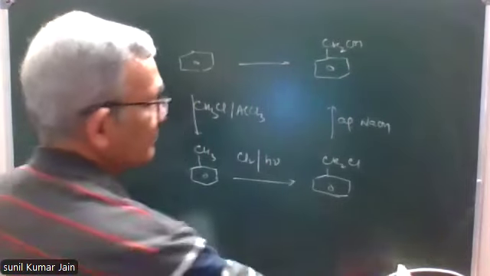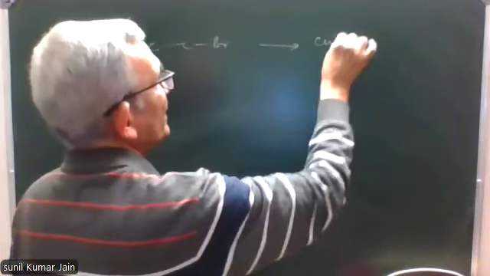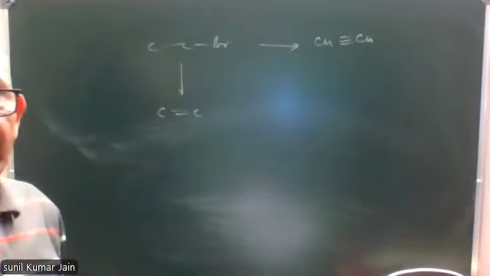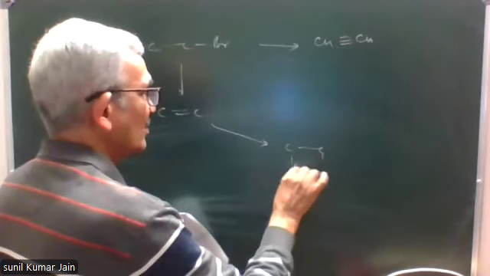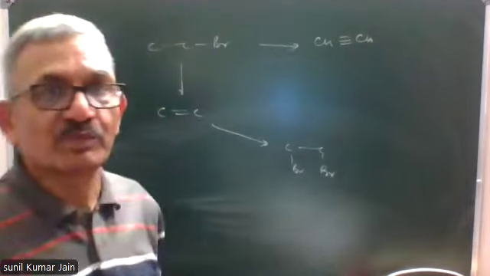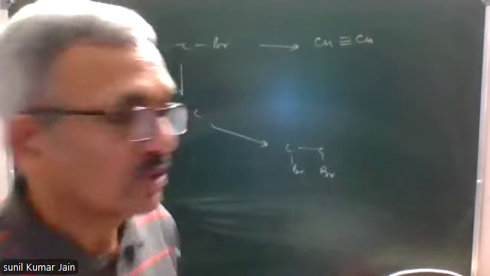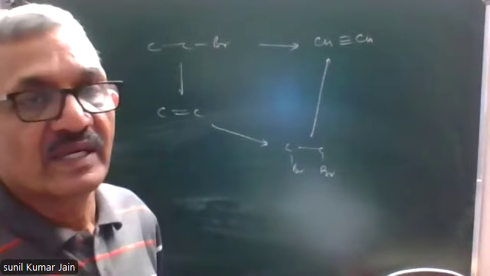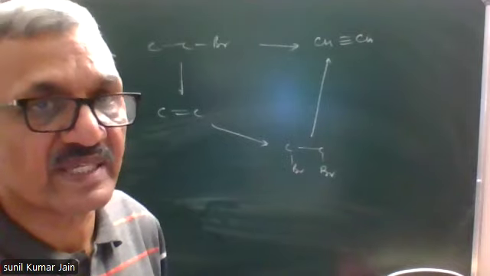Bromoethane into acetylene. Alcoholic KOH will give a double bond. React with bromine water. This is the test for unsaturation. Product obtained will be 1,2-dibromoethane. Last reaction with alcoholic KOH or sodamide you can use. Product obtained has a triple bond, that is ethyne.